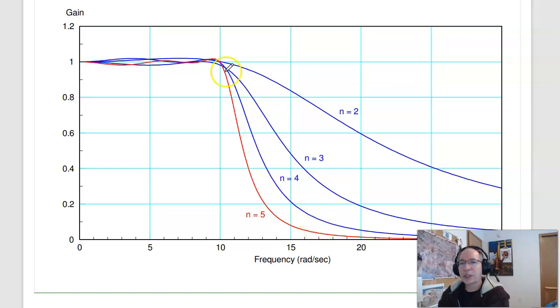Chebyshev filters are much better than Butterworth, way, way, way better than RC. The gain is almost flat out to your corner at 10 radians per second, and it doesn't drop off like a rock, but it's dropping off as 1 over frequency to the 5th power. By 15 radians per second, the gain is less than 10%. They're actually really good filters.